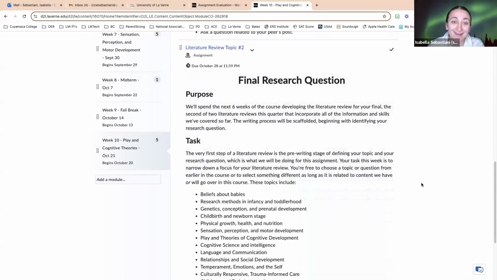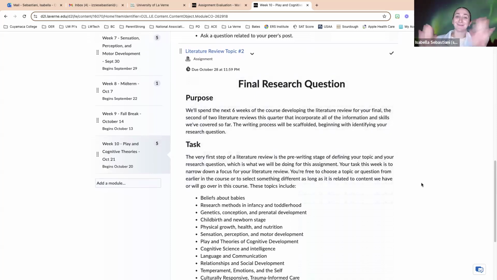And we're right back at another literature review. Woo! I know you're so stoked. This is our second literature review for the quarter. This will be your final assignment. So similar to our literature review for the midterm, we will be doing the same thing for our final, as well as a brochure added on top of that. Do not worry about the brochure right now.